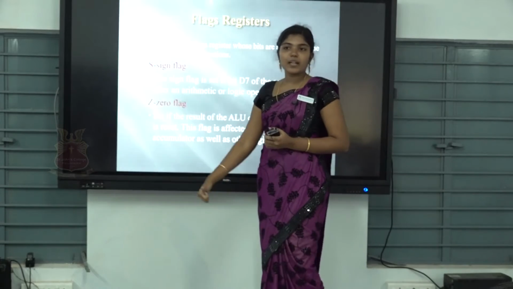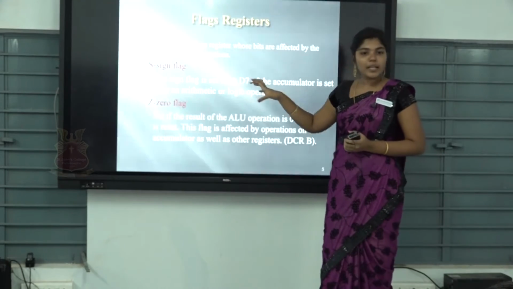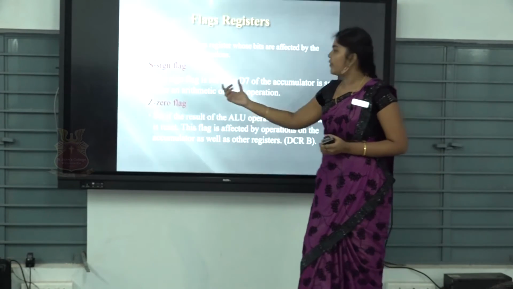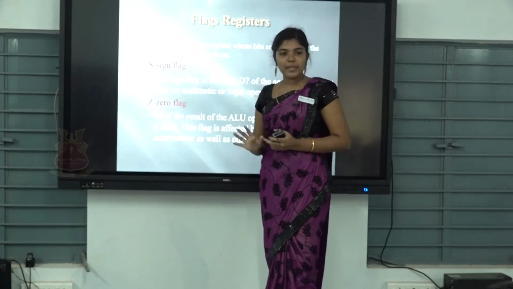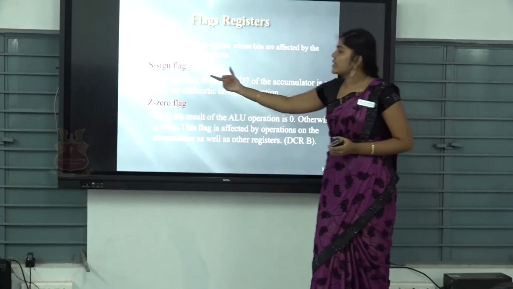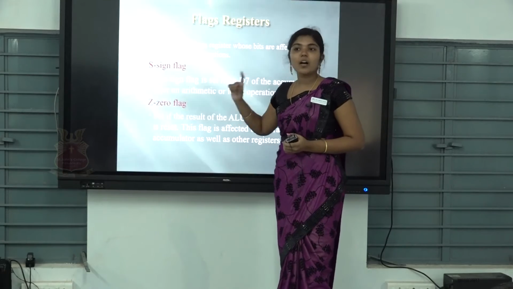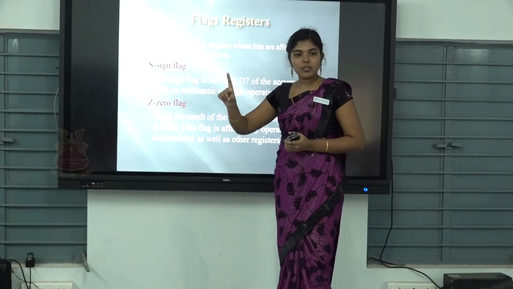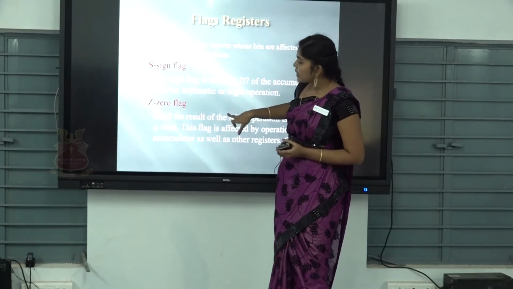First one is the sign flag. The sign flag is represented by the S flag. Suppose when S is equal to 1, it means the ALU operation result is negative. Then only the sign flag will be activated, that is equal to 1. Okay, so next one is the zero flag.